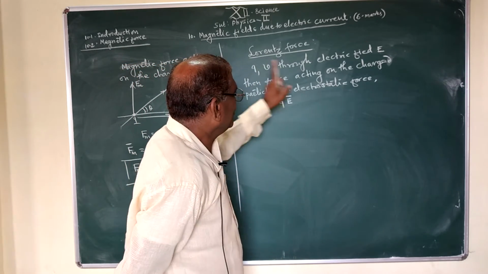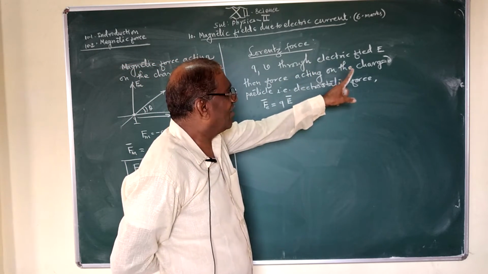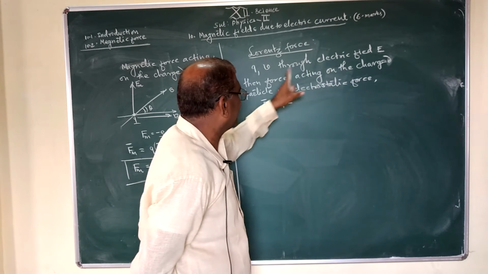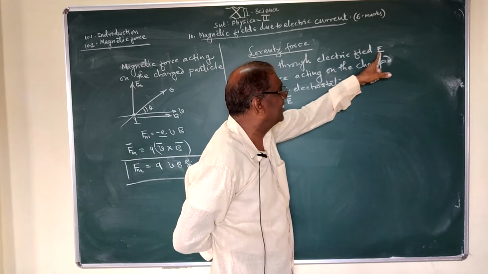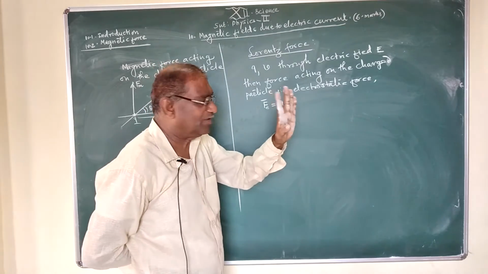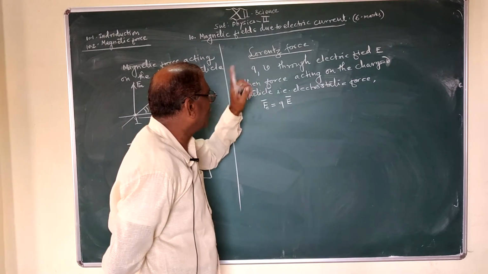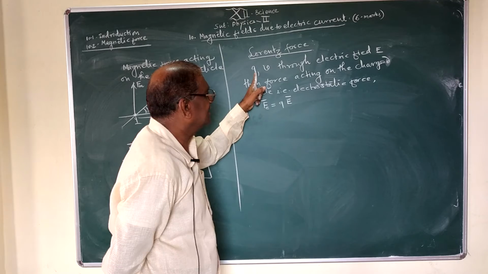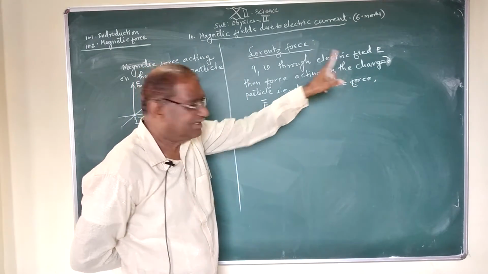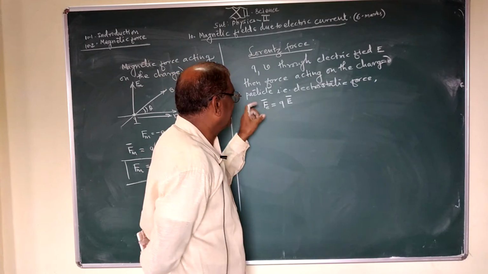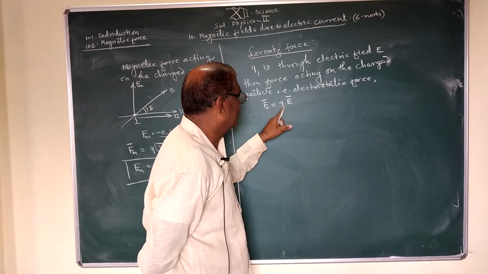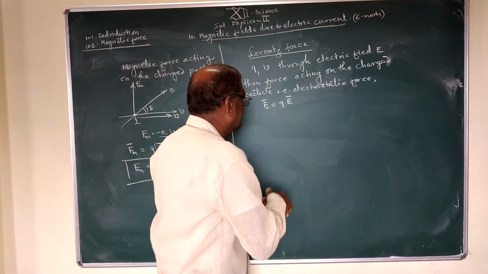When a charged particle moves through an electric field of strength E, under the action of the electric field the charged particle experiences a force in a particular direction, and the direction of the force is the direction of the electric field. This force is called the electrostatic force. So Fe is equal to Q into E, equation number 1.